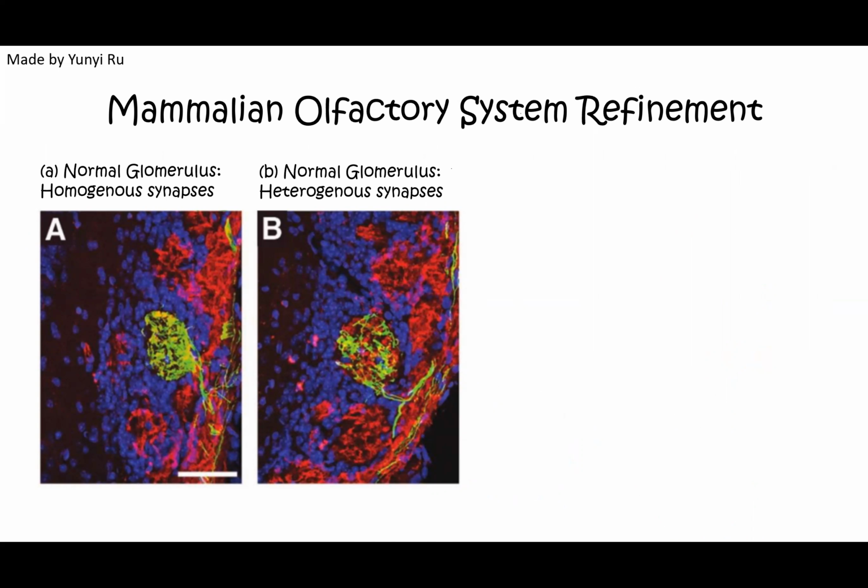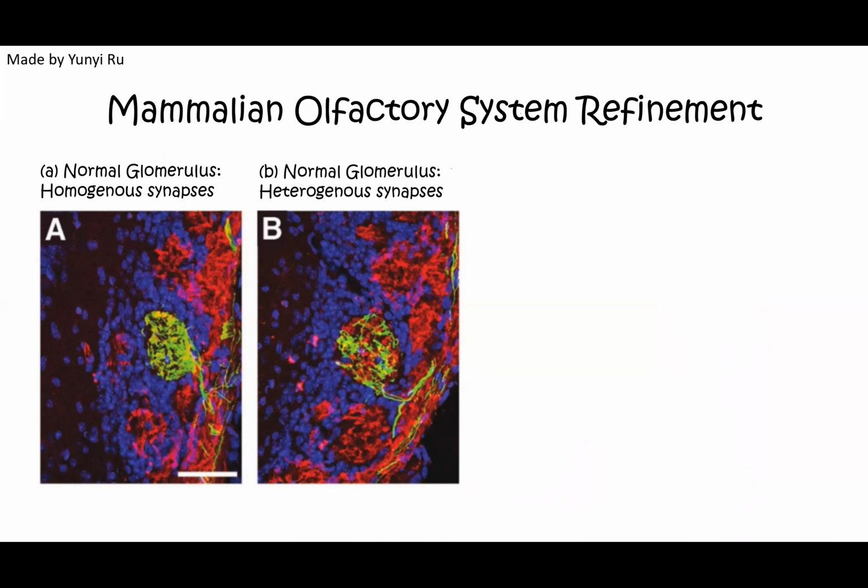In the first part, I talked about the pre-sorting of olfactory neurons dependent on the stochastic cAMP level. On the contrary, pruning is dependent on local and competitive odor-evoked neuronal activity. As you can see, the left diagram shows the normal pattern of the olfactory glomerulus. Olfactory neuron axons of the same type form homogeneous synapses. However, the right diagram reveals heterogeneous synapses.